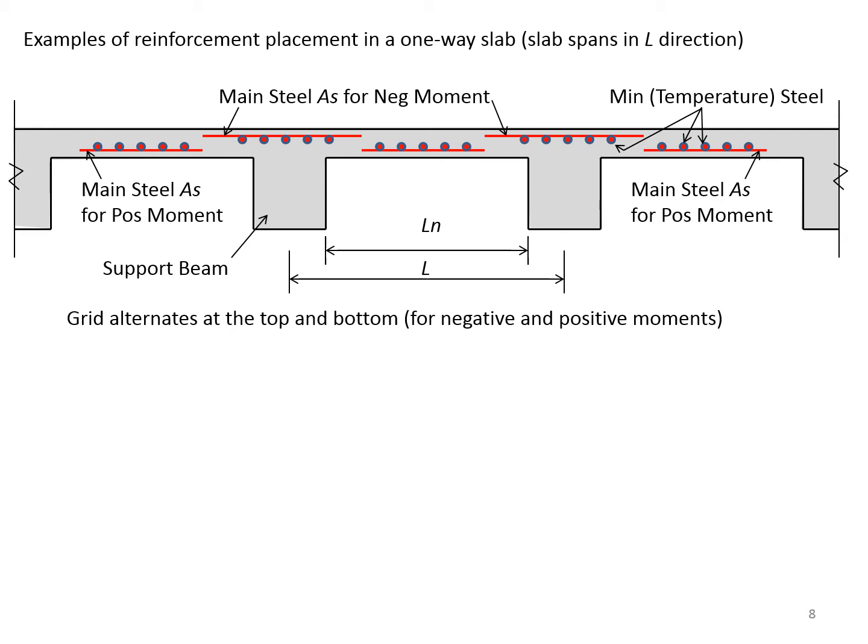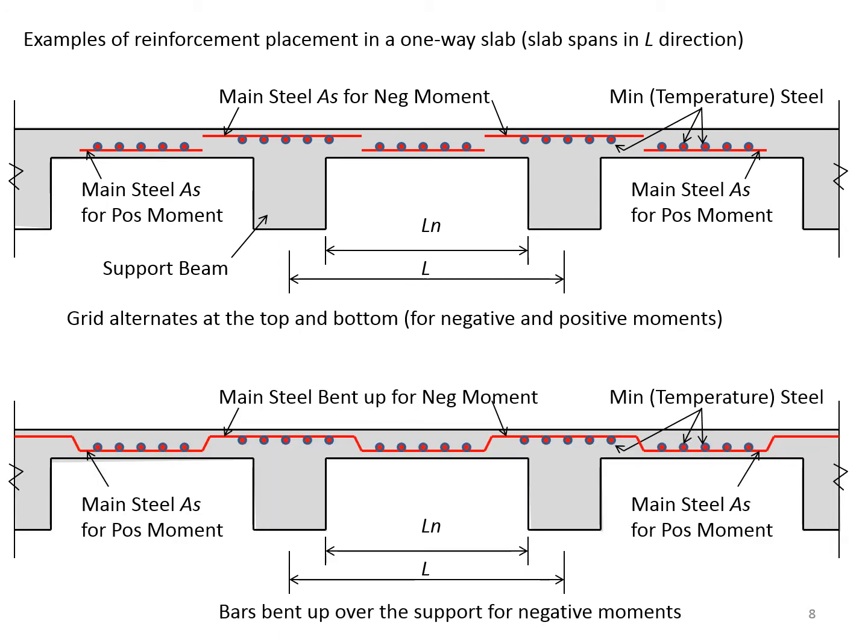And notice that there is a designation for Ln, which is called the clear span, versus L, which is the theoretical span length. In this detail, the main steel AS for positive moment is bent up and goes over the support to provide the main steel for negative moment.